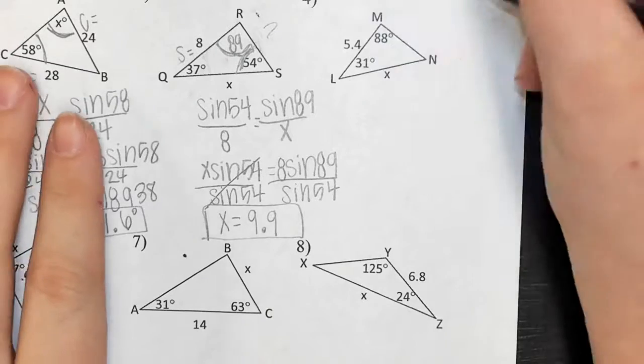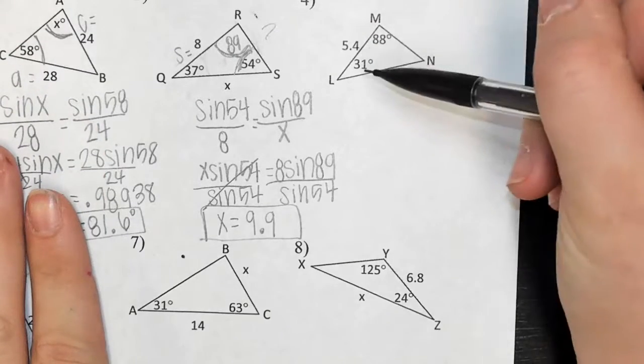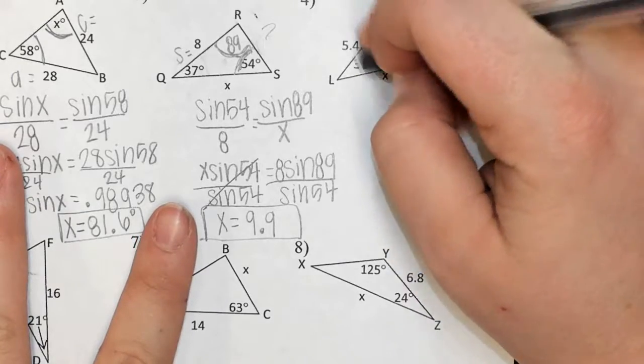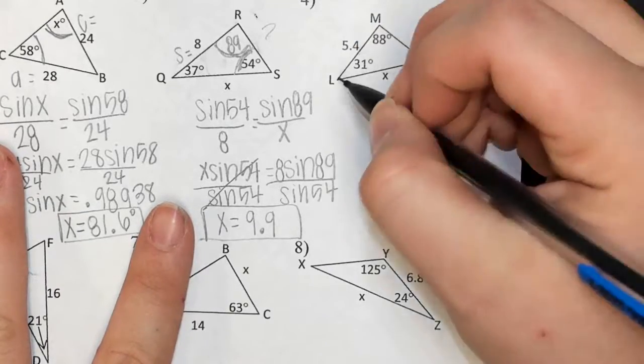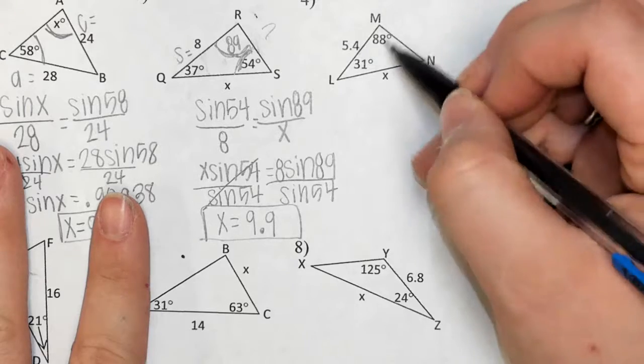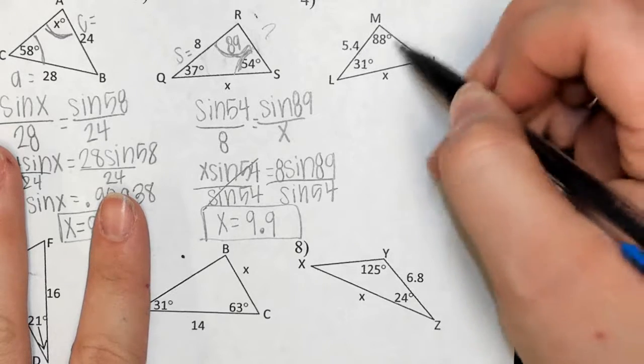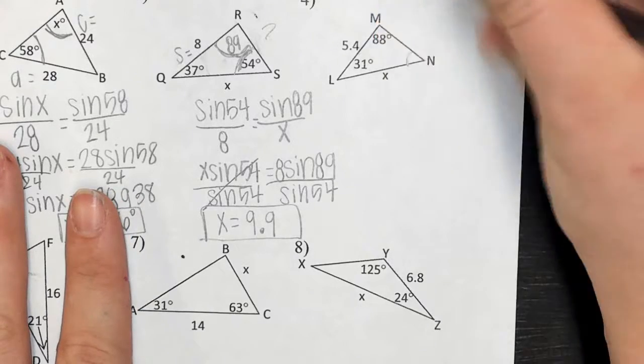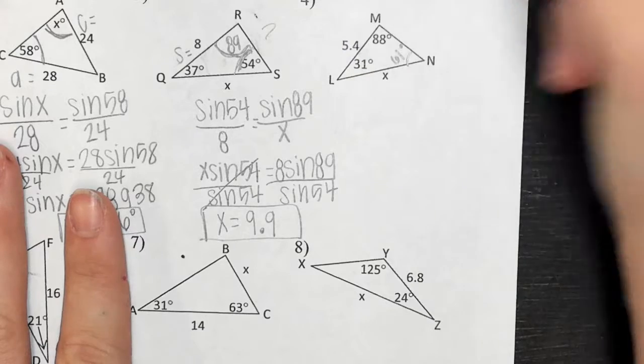Okay? So, 31. I know 2, right? But I don't know this one, but can I find this one? Yes, 180 minus 88 minus 31, and this tells me that this angle is 61.